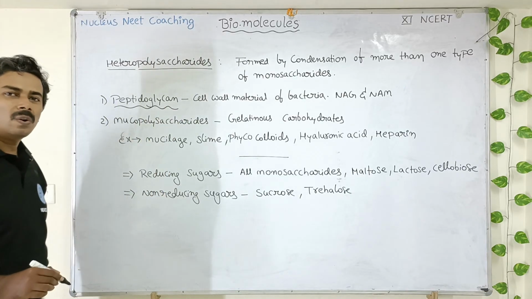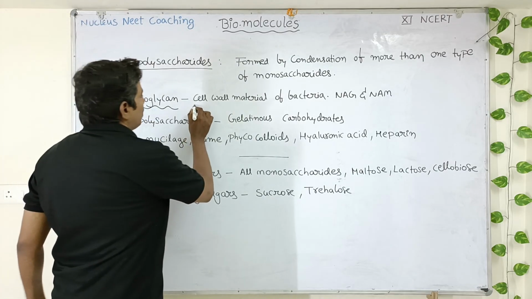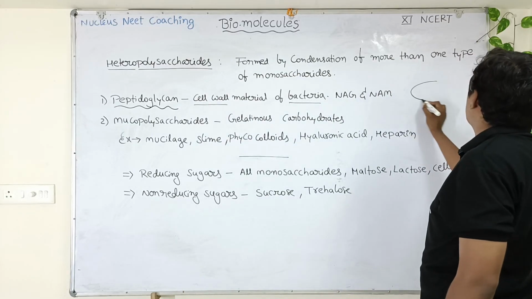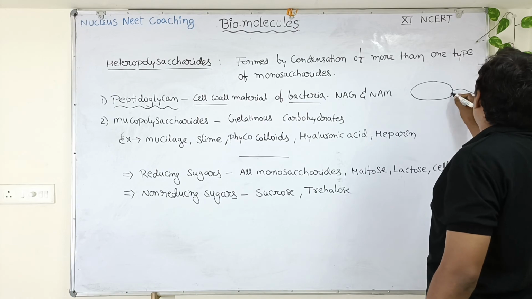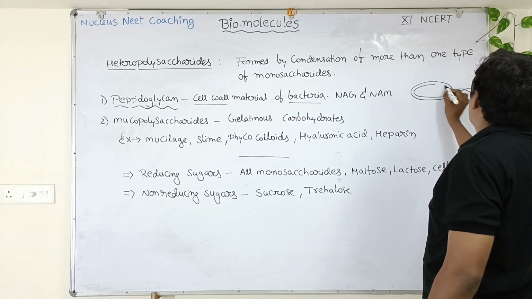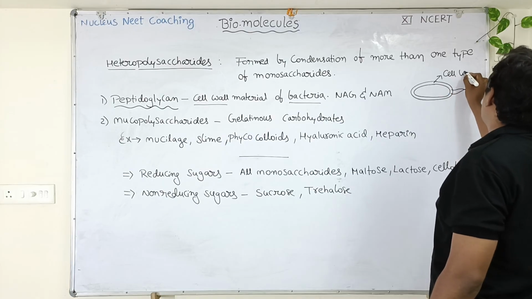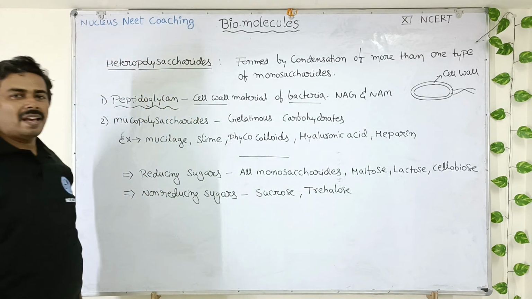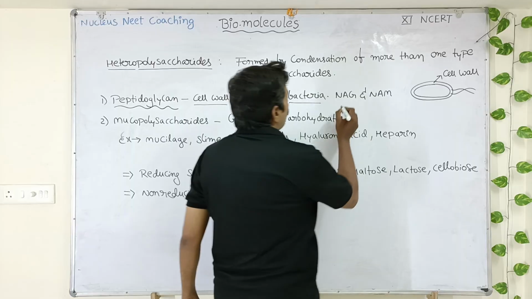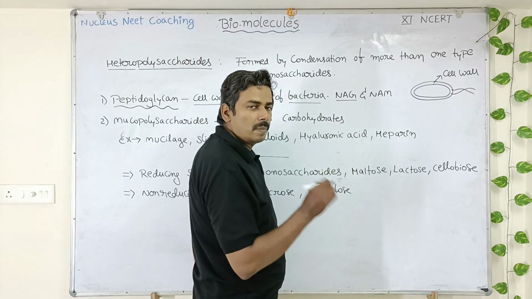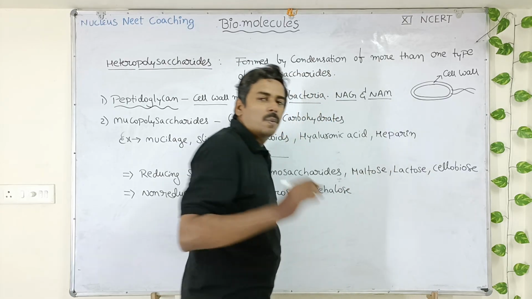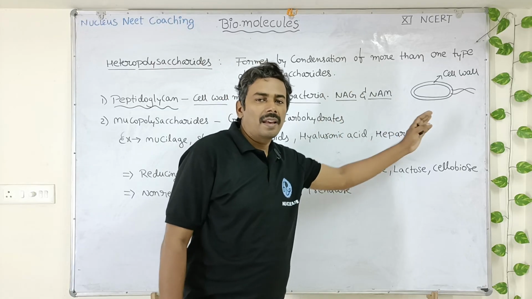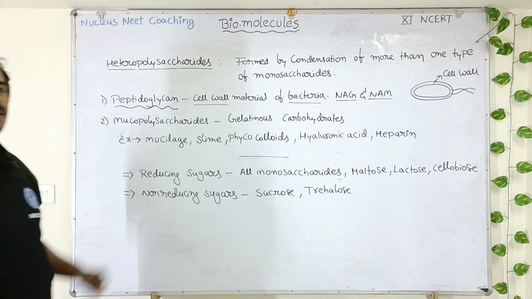Peptidoglycan. Peptidoglycan is a cell wall material present in bacteria. So look here, students, this is a bacterial cell. The bacterial cell has the outer protective covering called cell wall. So this cell wall is made out of material called peptidoglycan, which is a heteropolysaccharide of two monosaccharides, N-acetyl glucosamine and N-acetyl muramic acid. So these two units will be repeating again and again in the structure of peptidoglycan.